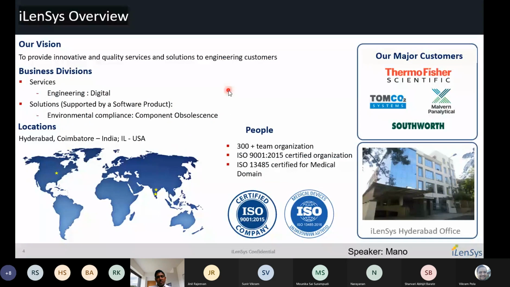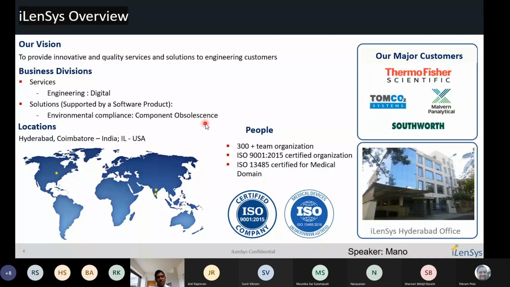So this is a brief introduction about our company. iLenSys has a vision to be an innovative, quality service and solutions provider to our engineering customers. Broadly, we are into engineering services and solutions. In solutions, we are currently focusing on two areas. One is environmental compliances, and the second is component obsolescence. So today we are focusing on component obsolescence. Both our solutions are supported by a software product. We'll briefly touch upon that as well.